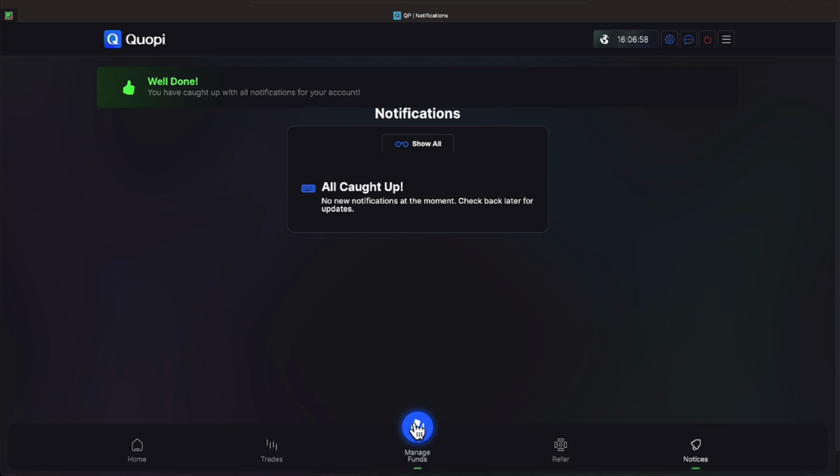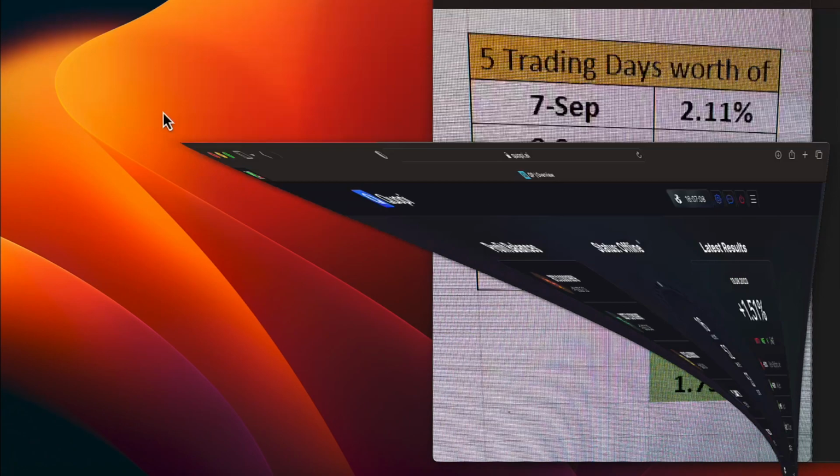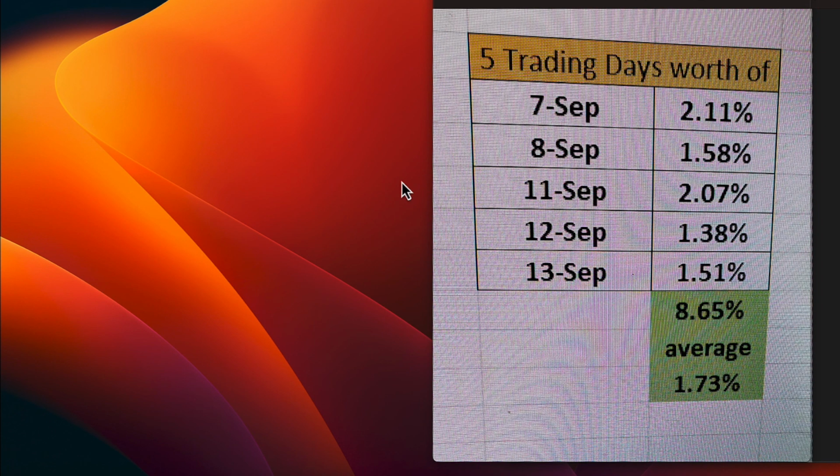Let's go through some of Quopi's work for the time period. Let me go back over to the home screen. And again, with a 1.51%, everybody, let's look at a broader picture. We'll take a look at the 5-day numbers. On 7 September, Quopi achieved a 2.11%. On 8 September, a 1.58%. On 11 September, a 2.07%. On 12 September, a 1.38%, and on 13 September, a 1.51%. That gives Quopi a 5-day trading average of a 1.73.